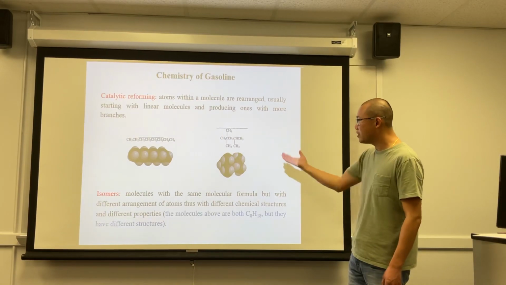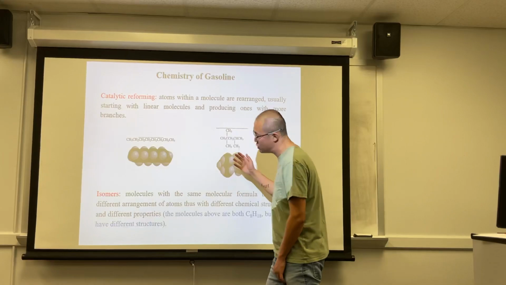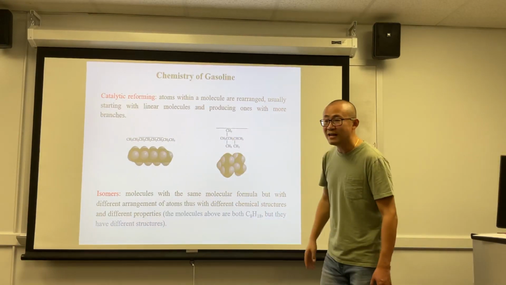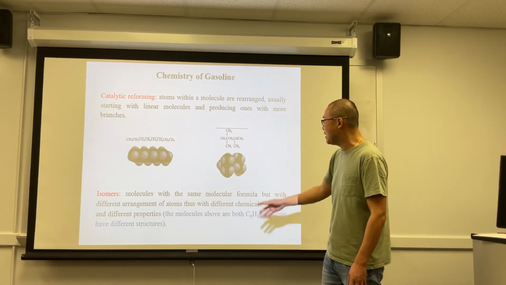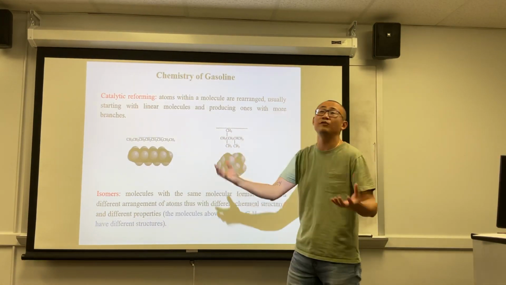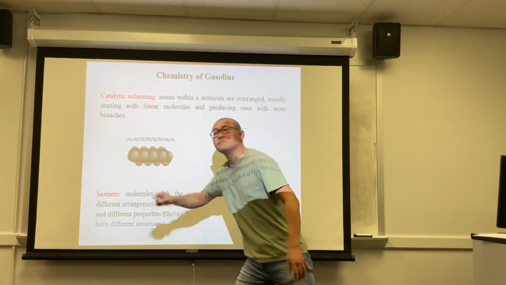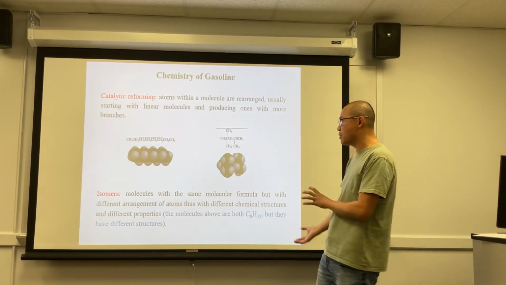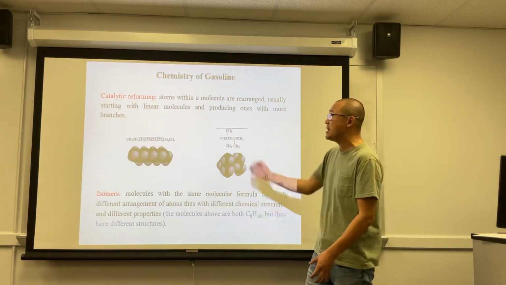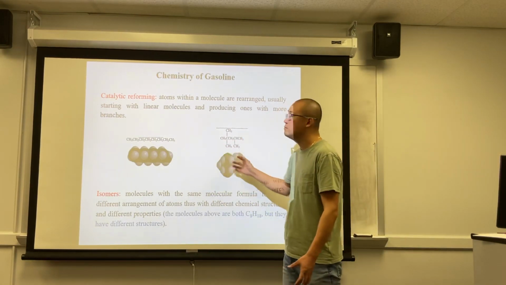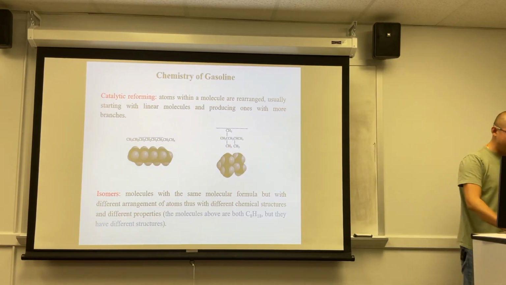Another concept in reforming is that these 2 molecules are both C8H18, which means they both contain 8 carbons and 18 hydrogens. But apparently these 2 molecules have totally different structures. We call molecules like these 2 isomers. They have the same number of carbons and hydrogens, but the arrangement of these atoms is totally different, so they end up as 2 different molecules. Isomer is a very common term in organic chemistry.